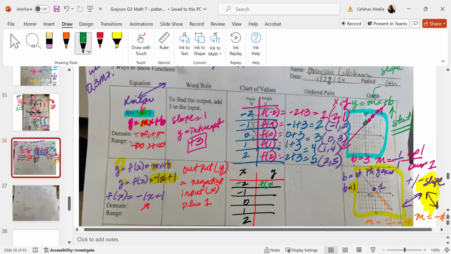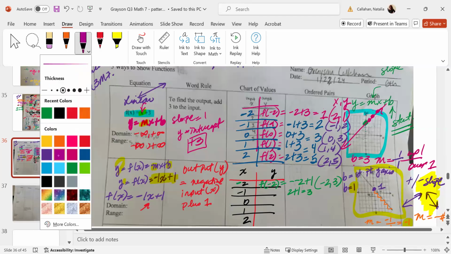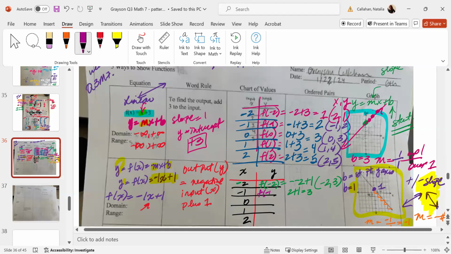F of x. You're going to replace the x: f of -2 equals negative x, which is a -2, plus 1. Do you see that? Which is a positive 1 plus 1, which is a 3. So my first point is -2, positive 3. My second point is a -1 for x. So f of -1 is equal to, do you see how this is a negative x? So that means it's a -1 plus 1. Do you see that? Which is a positive 1 plus 1, which is a 2. Your second point is a -1, comma 2.